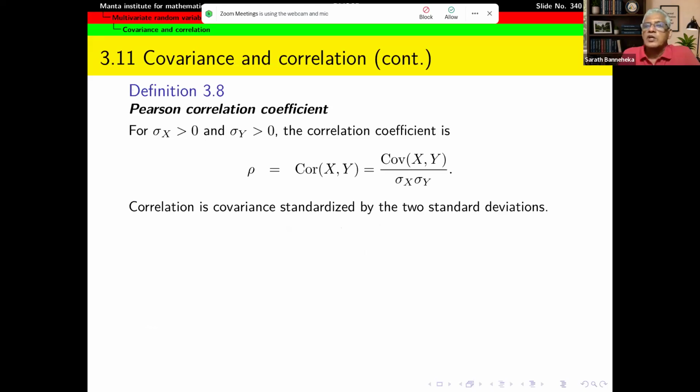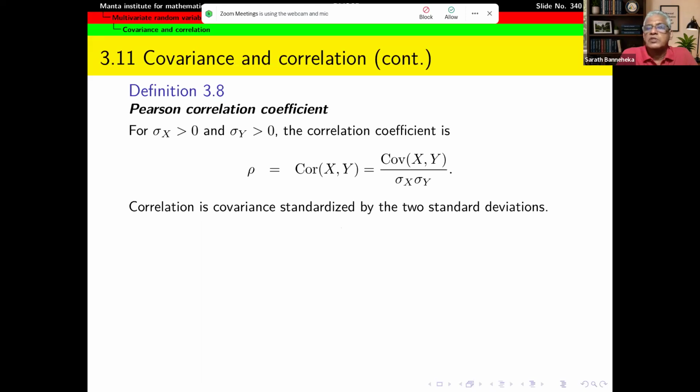Right. Now we are coming to the second measure of the association. As I mentioned, the covariance is usually difficult to interpret because its size depends on the size of our values of x and y, right? For example, it depends on the units. If x is measured in kilograms, y is measured in say centimeters, the covariance will be one value.